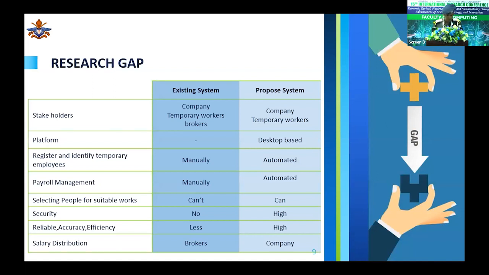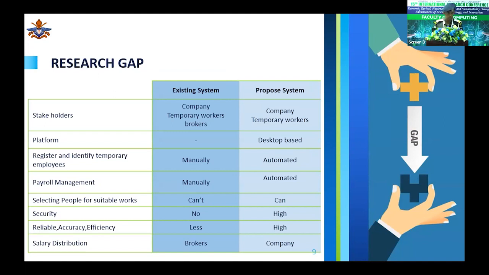In the current system, the main stakeholders are the company, temporary workers, and brokers, and the platform is manual. They register and identify temporary employees manually, and the payroll management system is manual. It can't select people for suitable work, has no security and less reliable accuracy and efficiency, and mostly salary distribution is done by brokers.